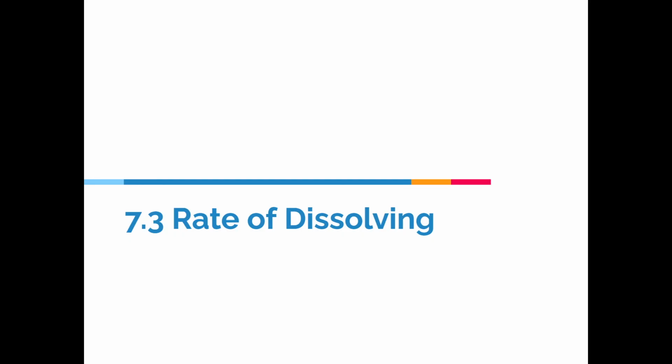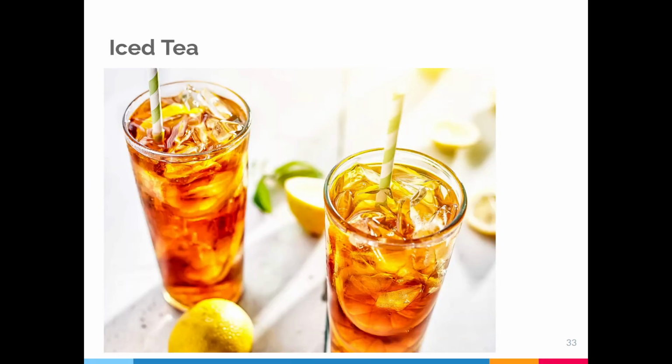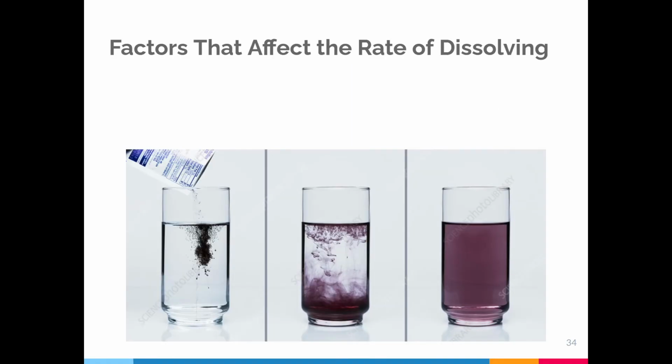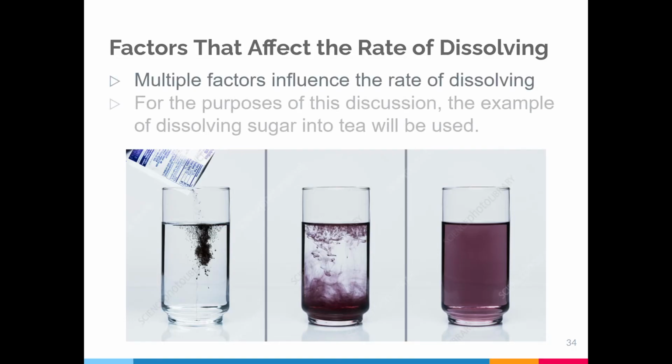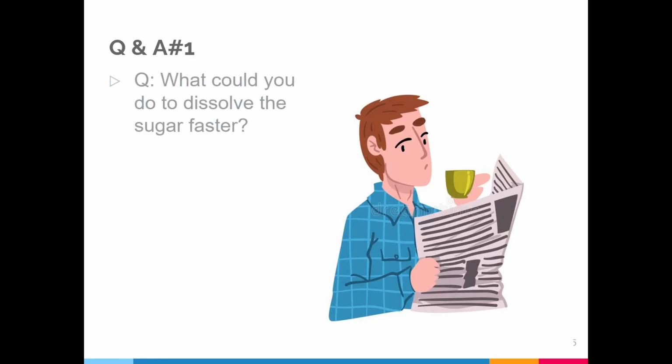All right, 7.3, rate of dissolving. So if any of you heathens like sweet tea, obviously you know you have to dissolve the sugar in the tea. I don't know why you would do that. It makes it taste so terrible. But we talked a little bit in class about things you can do to increase the rate of dissolution. So some of the factors include various ones. For the purpose of discussion, we'll use the example of dissolving sugar. So what could you do to dissolve the sugar faster?